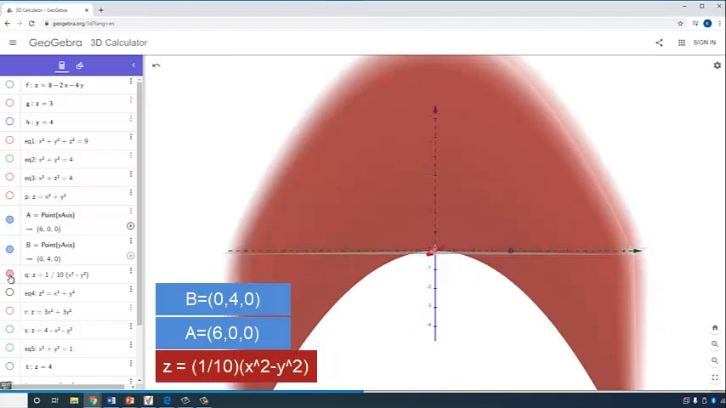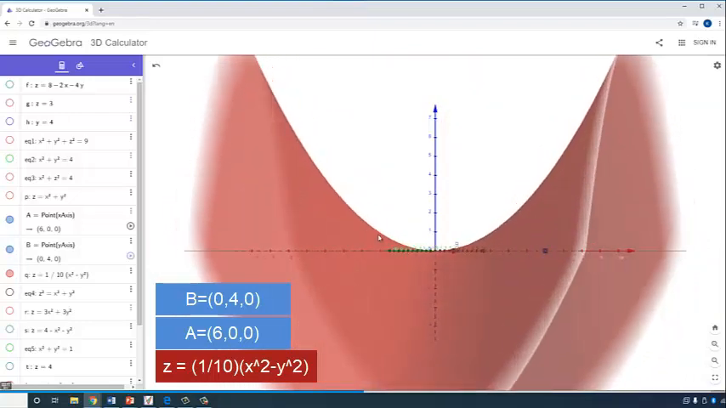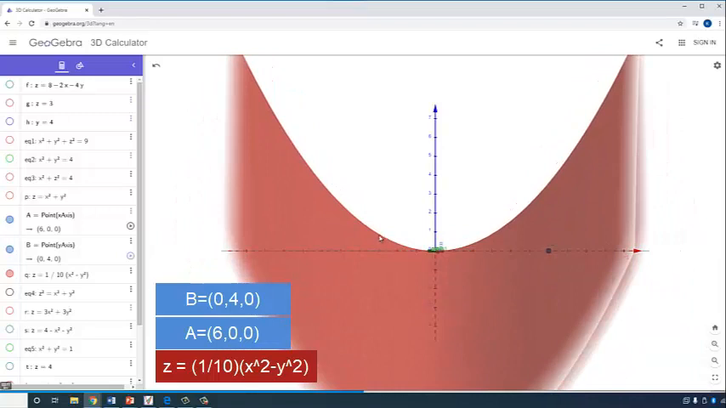So here I have 1/10 times x squared minus y squared. And so now we see, because of the z equals minus y squared, that in the YZ plane, we have what looks like a parabola opening downward. And we're going to compare that to what's happening in the XZ plane. There we go. So in the XZ plane, because it's z equals x squared, we have a parabola opening upward. And so that's just meant to help us compare those two, the elliptic versus the hyperbolic paraboloids.